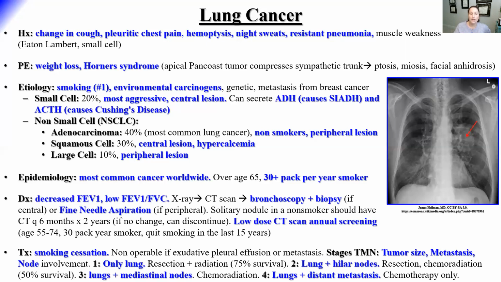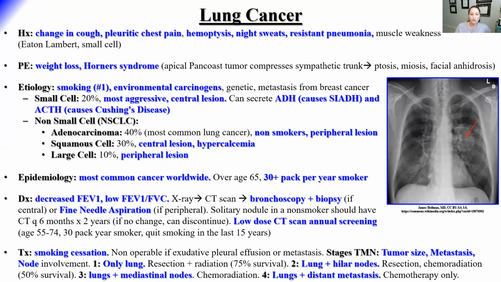If you see a solitary nodule in a non-smoker, they screen that with a CT scan every 6 months, looking for any type of changing or enlargement. If they've gone every 6 months for 2 years and there's no change, they just say it's a solitary nodule, it is non-cancerous. There is a recommendation now for lung cancer screening.